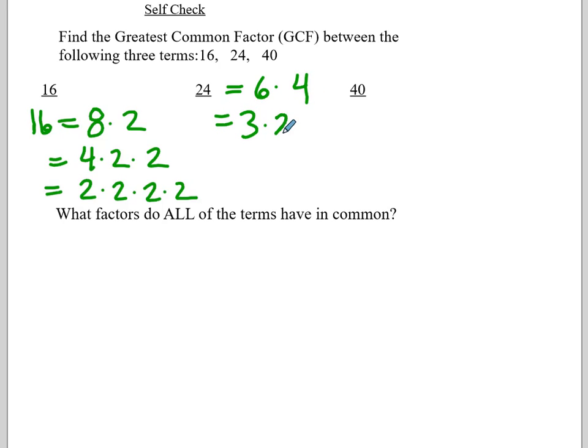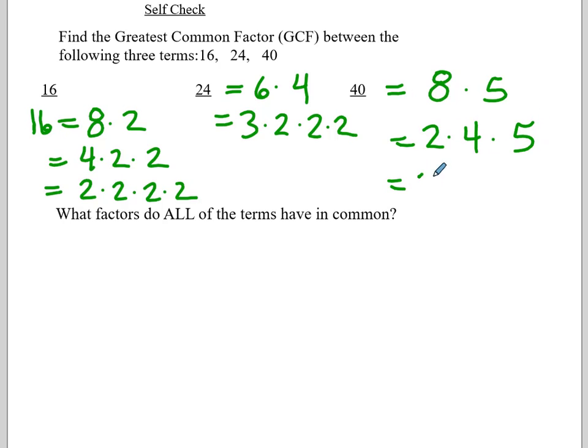Okay, so 6 is 3 times 2, 4 is 2 times 2. That's as low as it goes. 40 is 8 times 5. 8 is 2 times 4 times 5. And then this is 2 times 2 times 2 times 5.